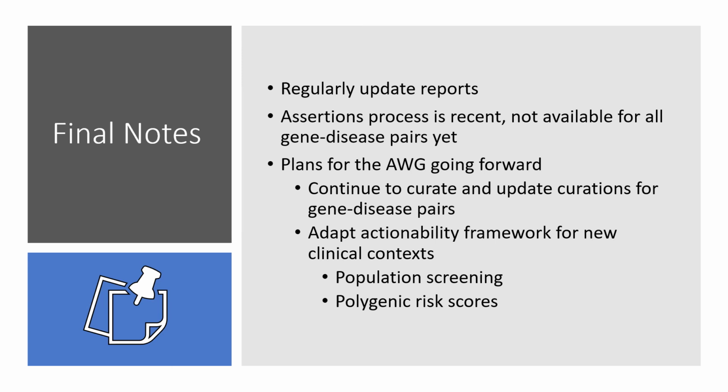So I've talked about what we've done for the AWG so far, but I do want to note that we are expanding our scope going forward. We're going to continue to curate and update curations for gene disease pairs in both the adult and pediatric contexts, but we're also planning on adapting our actionability framework for new clinical contexts to expand to thinking about population screening as well as polygenic risk scores.